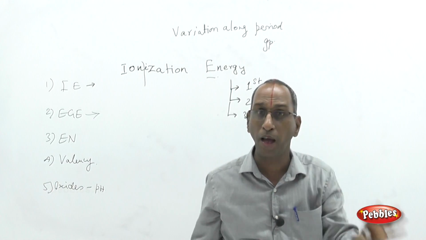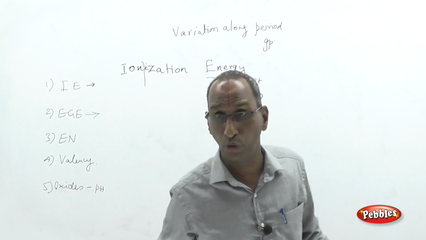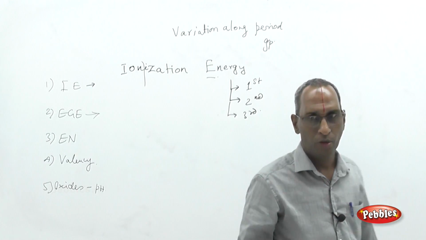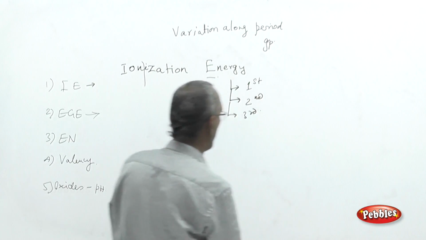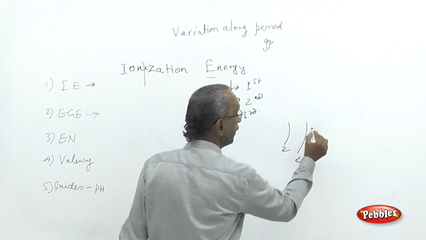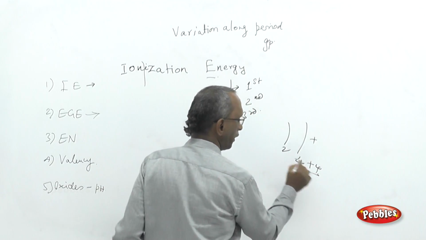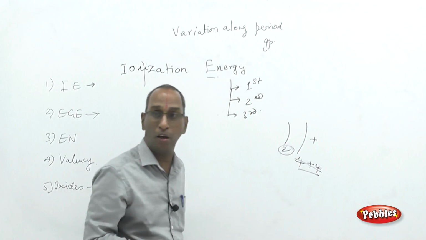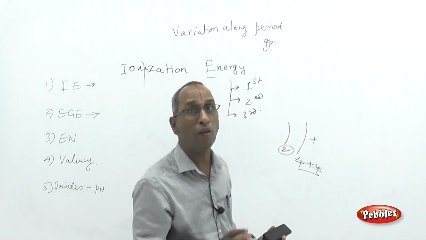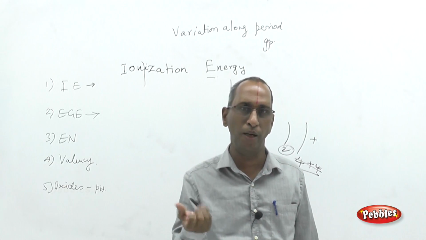But carbon cannot remove 4 electrons or add 4 electrons, because carbon's atomic number is 6. So the inner shell contains 2 electrons and the outer shell contains 4 electrons. Octet configuration means it has to add 4, or it has to lose 4 to get the helium configuration. But losing or gaining 4 electrons is quite a tough task.